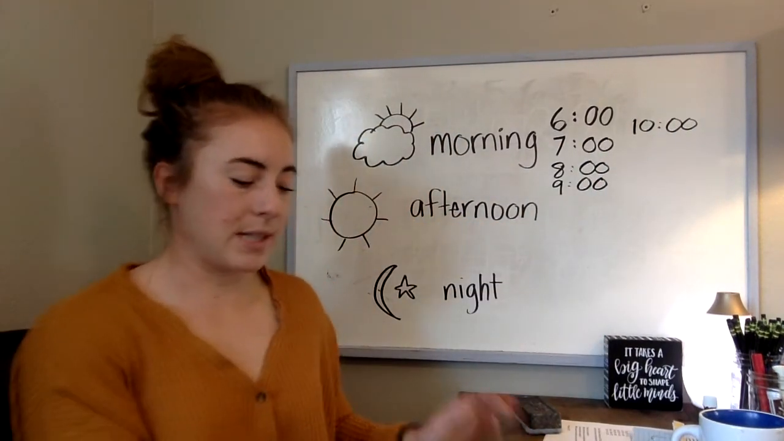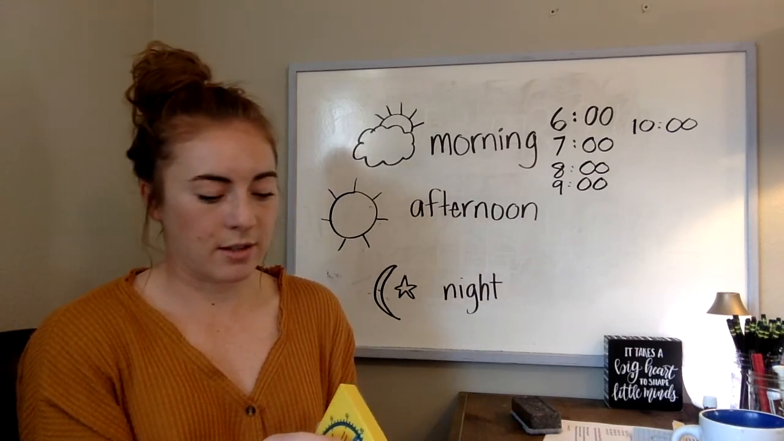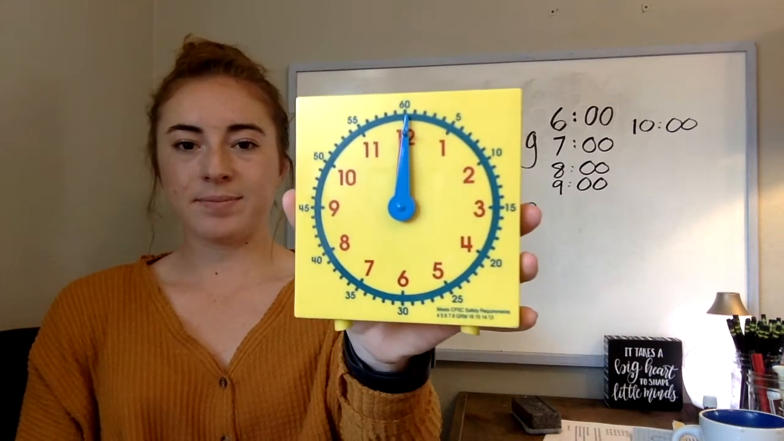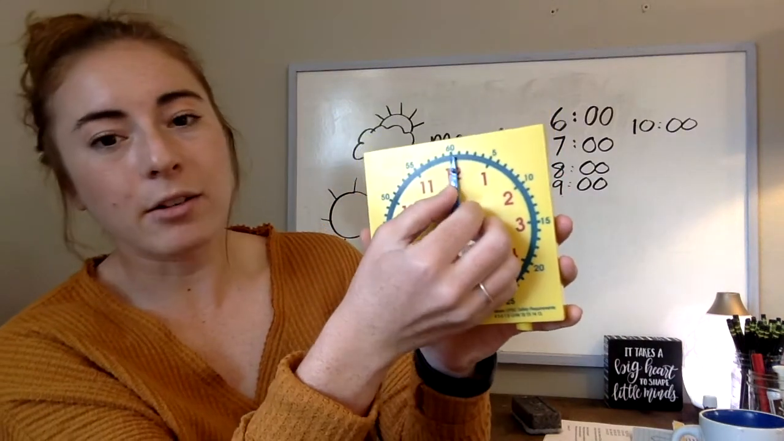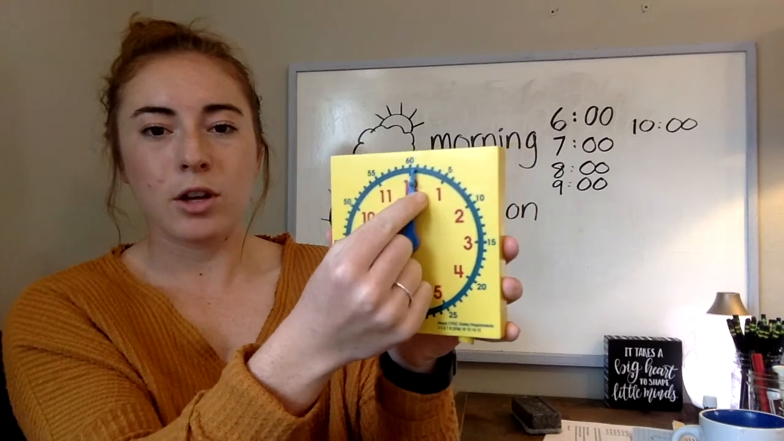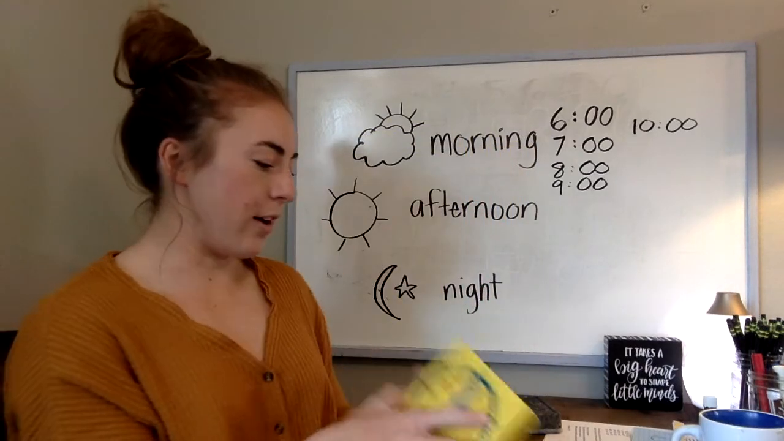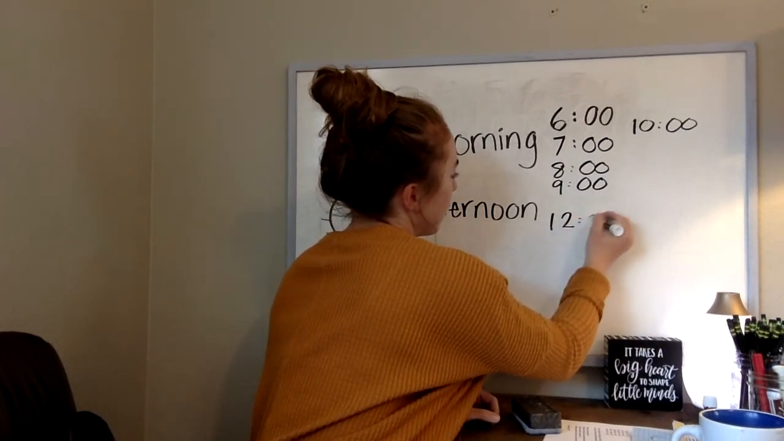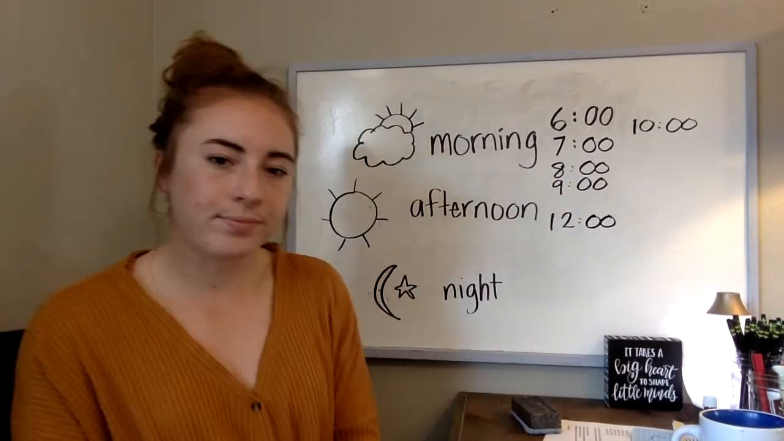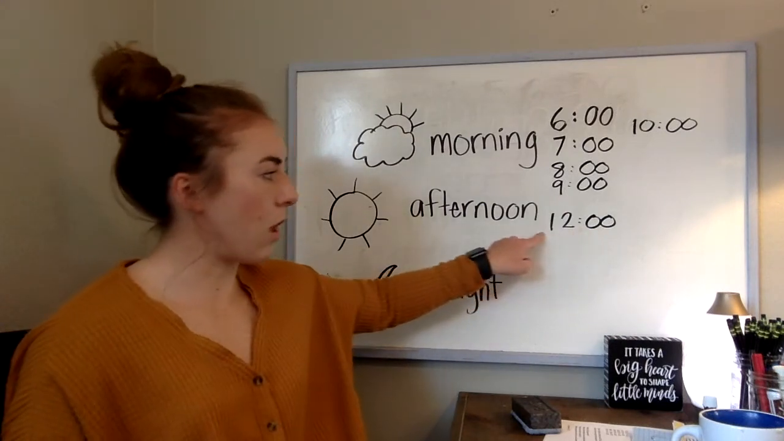This is when Mrs. Brown eats lunch with Farmer Brown. Do you remember what this time is? Where is the hour hand? Oh, he's peeking out. He's pointing to the 12. So what time is it? 12 o'clock, you're right. So Mrs. Brown eats lunch at 12 o'clock.